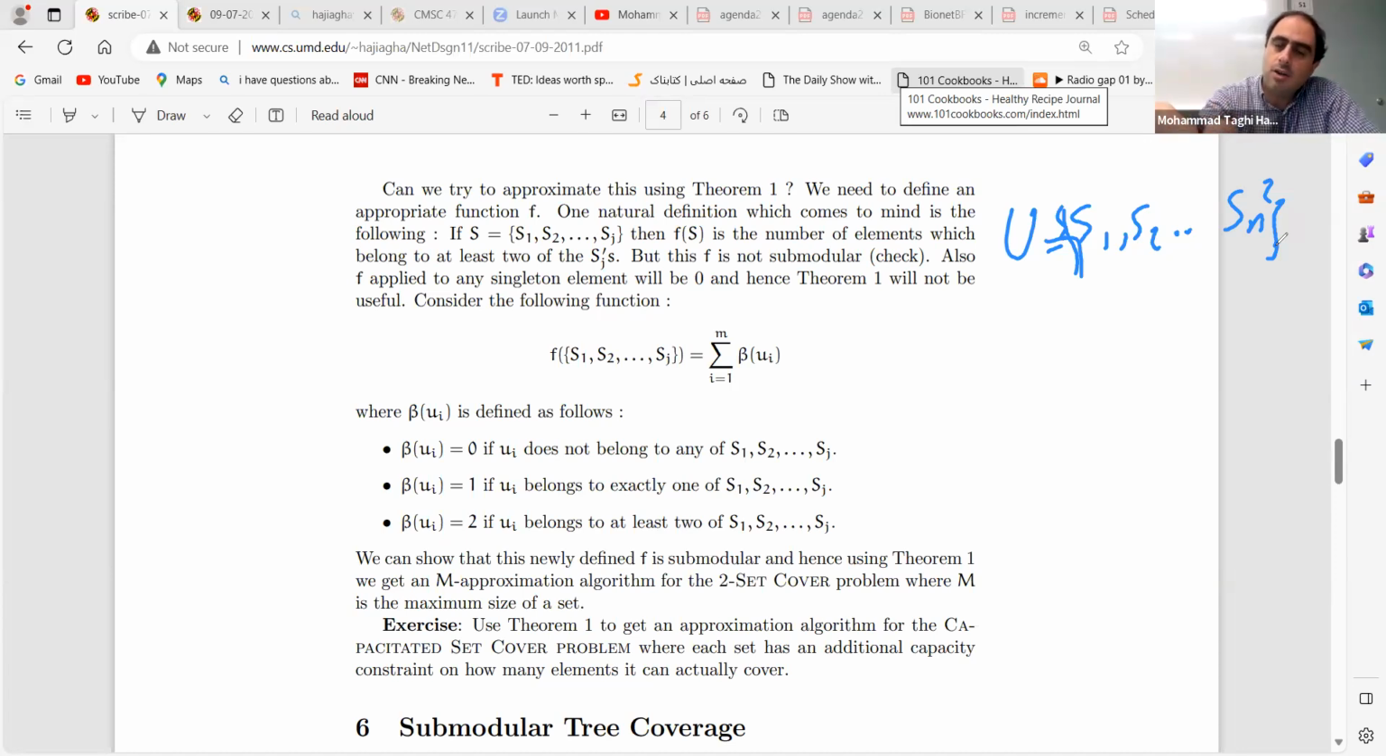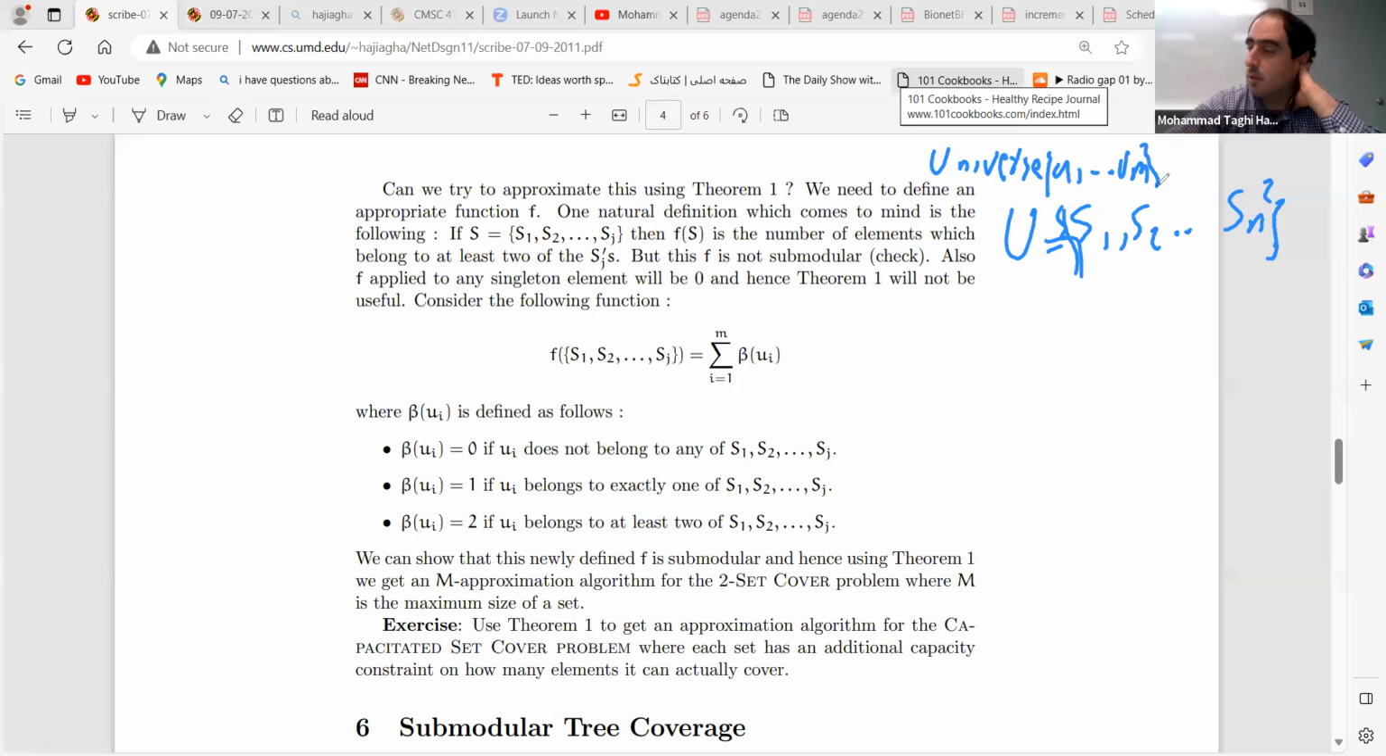Now, how can we define f of S? And of course, this is the universe. I will call it universe instead of just U. So the universe was essentially U1 to UM.